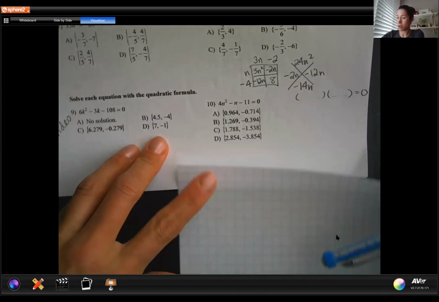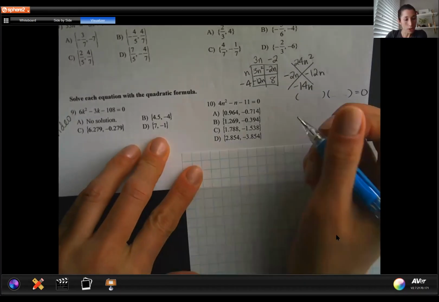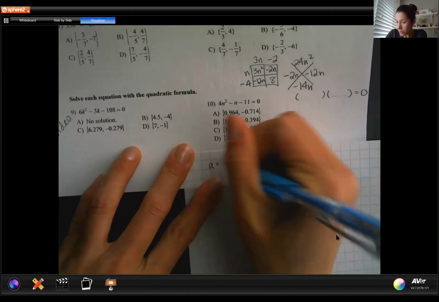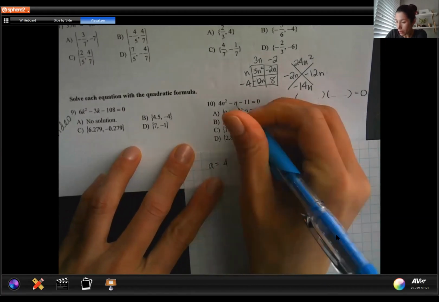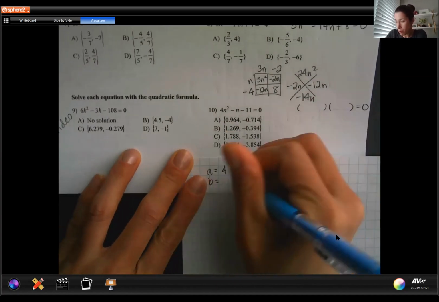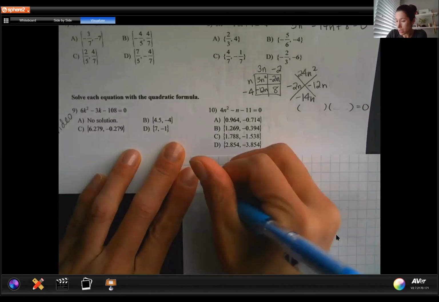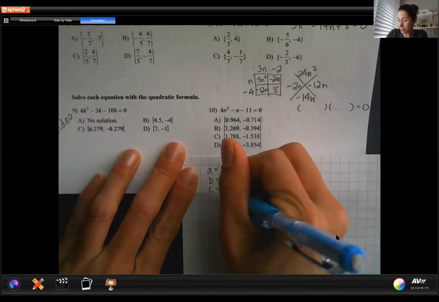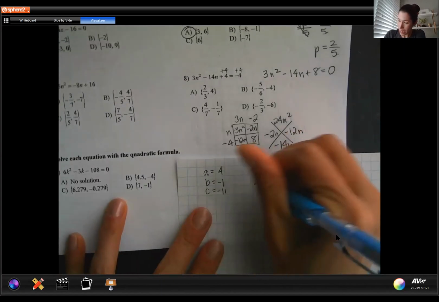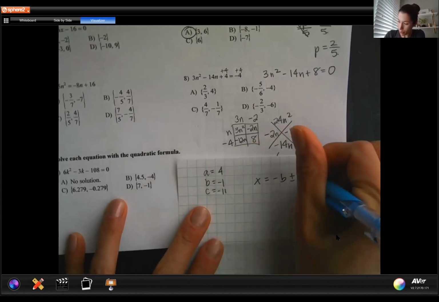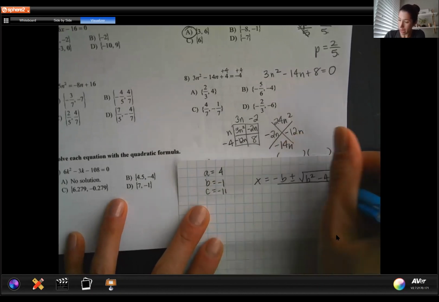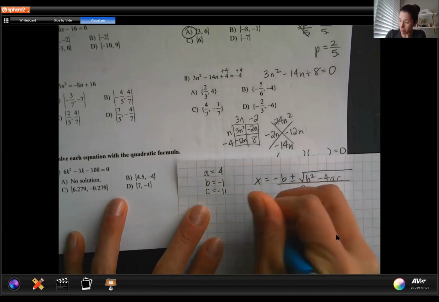So for this one, we're using the quadratic formula. So we have our A value is 4. Our B value, it says negative n, so there's no number there. So we just say negative 1. And then our C is negative 11. So remember our quadratic formula, negative b plus or minus square root b squared minus 4ac all over 2a. So then we just plug our numbers into that.